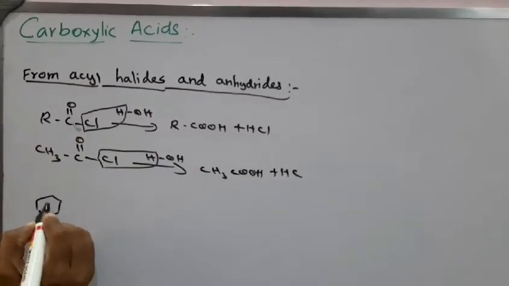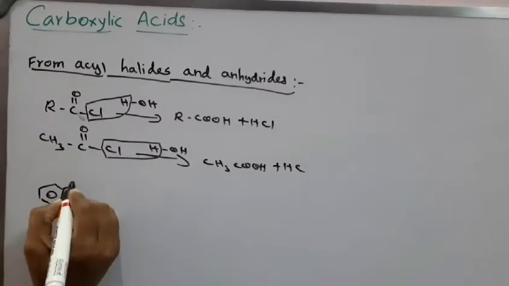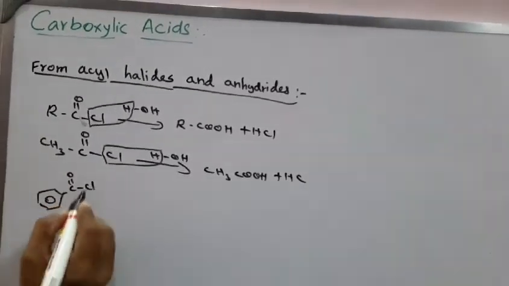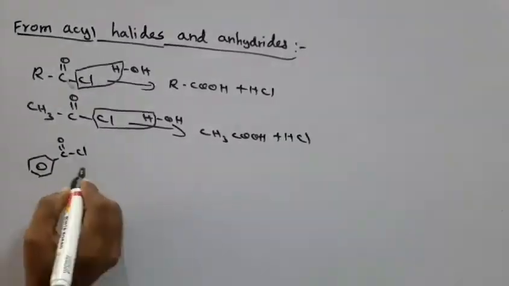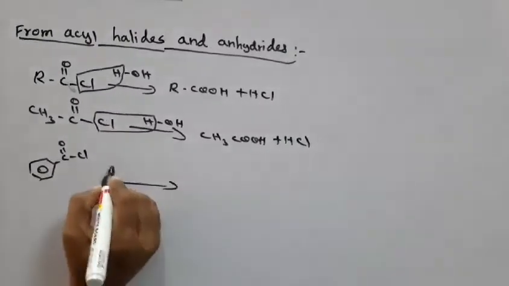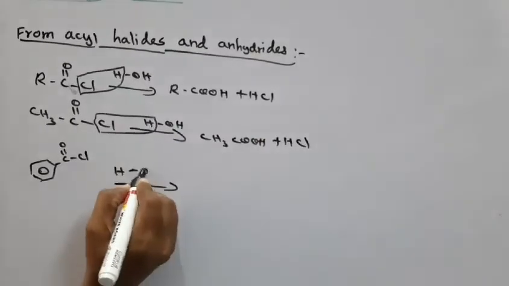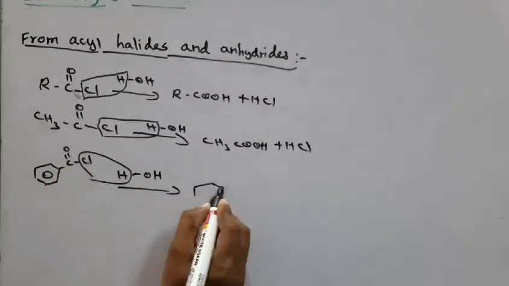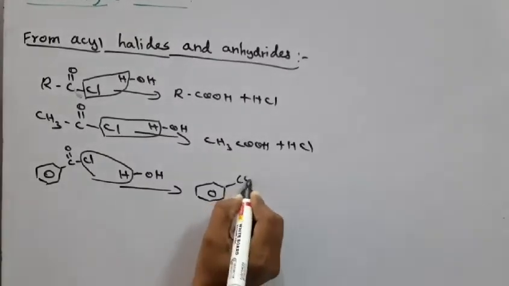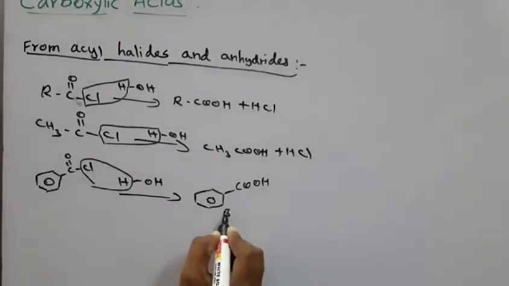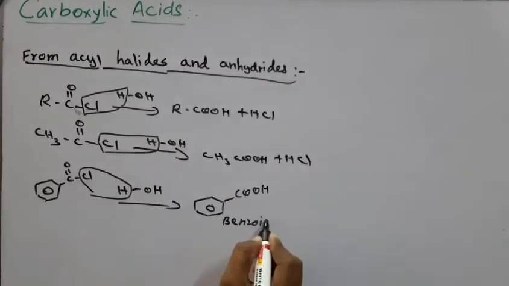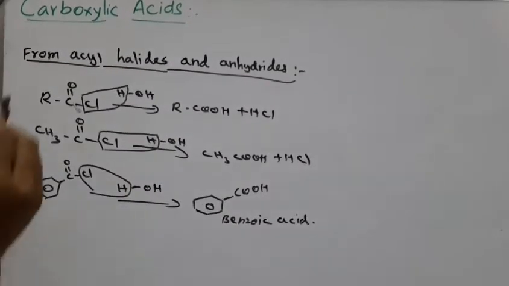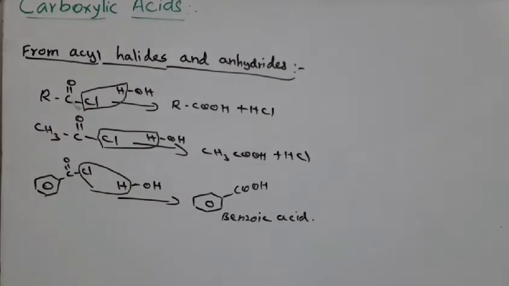Suppose for an aromatic acid, this is C double bond O Cl, benzoyl chloride. In the presence of hydrolysis reaction, with the same HCl removal, we can get the aromatic acid, COOH. This is benzoic acid, which is an aromatic acid. Okay, right, so this is acyl halides.